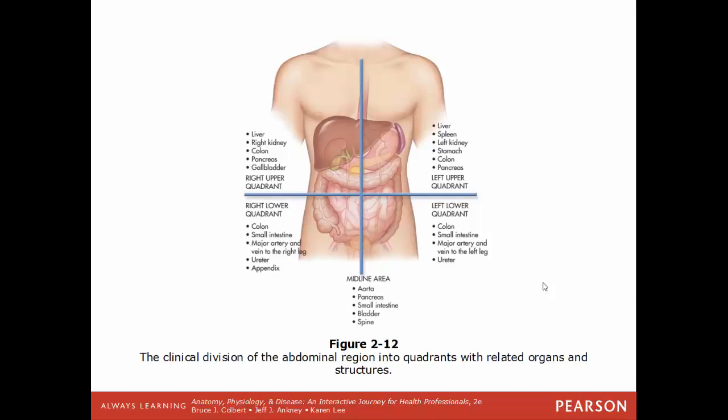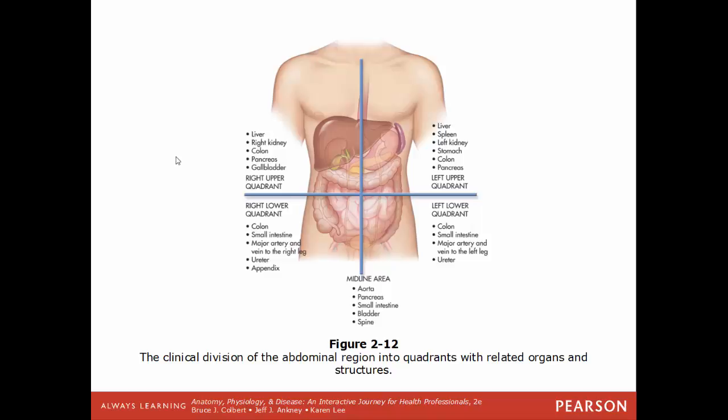You have the right upper quadrant, right lower quadrant, left upper quadrant, and left lower quadrant. Again, all this is on the right-hand side, all this is on the left-hand side. This is more superior, so that would be upper, these would be lower. A quick list on what could be found in each of these quadrants.